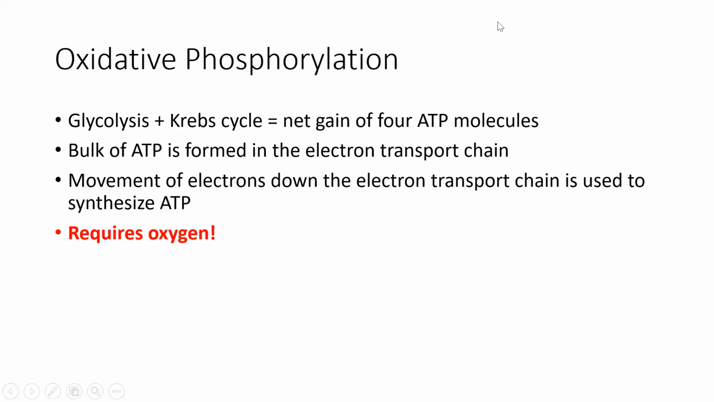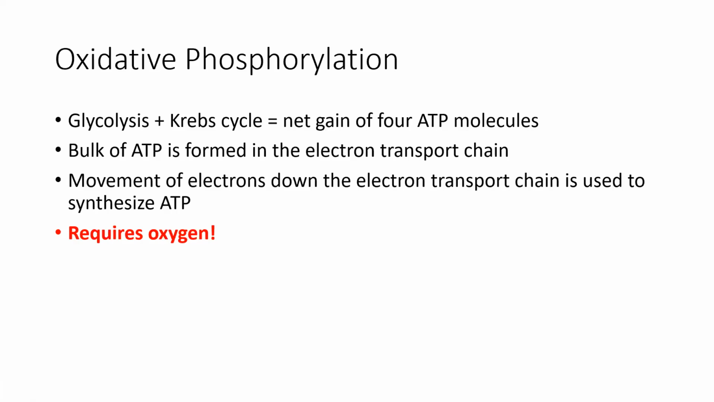Okay, so the third stage here is oxidative phosphorylation. This is going to require oxygen. This is where all of those electrons that we have been creating in the earlier stages of glucose oxidation are heading to. And we'll talk about what they actually do in a little bit.